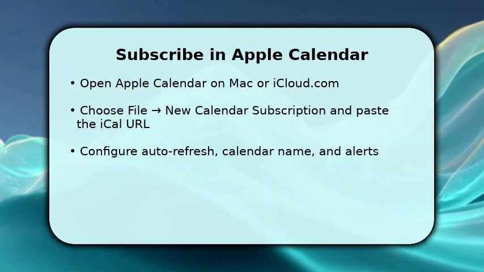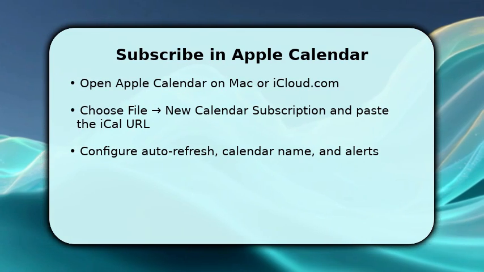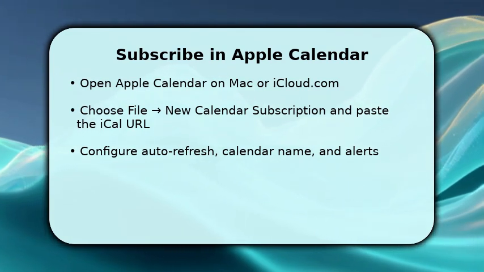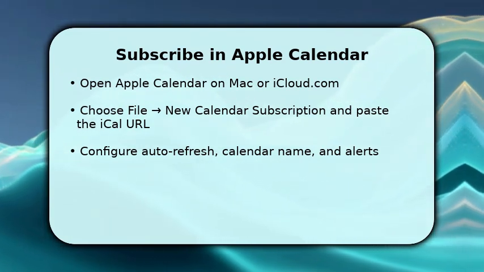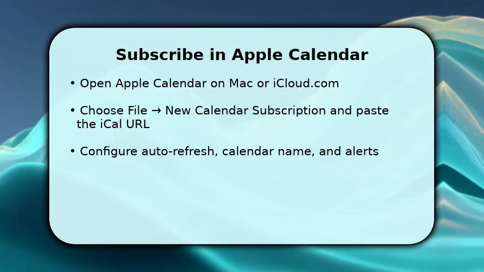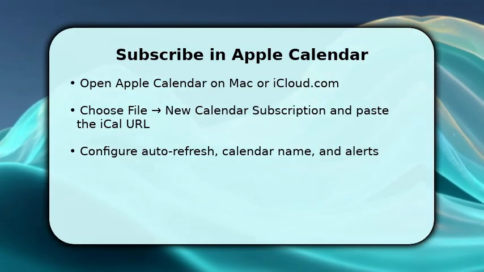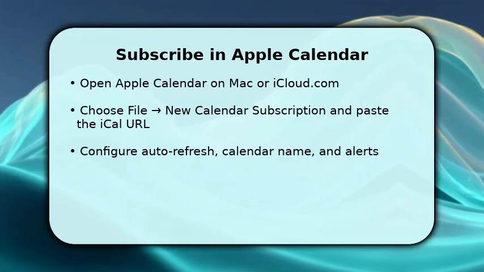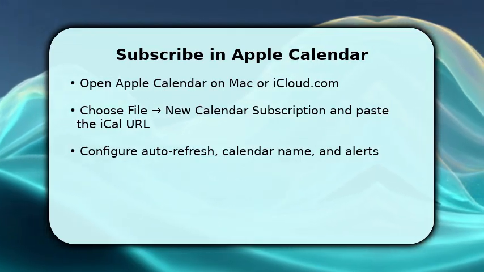Now switch to Apple Calendar and subscribe to that iCal URL. On a Mac, choose File, right arrow, New Calendar Subscription, paste the feed, then name the calendar. Once done, set Auto Refresh to a frequent interval so changes appear promptly, if you're using iCloud.